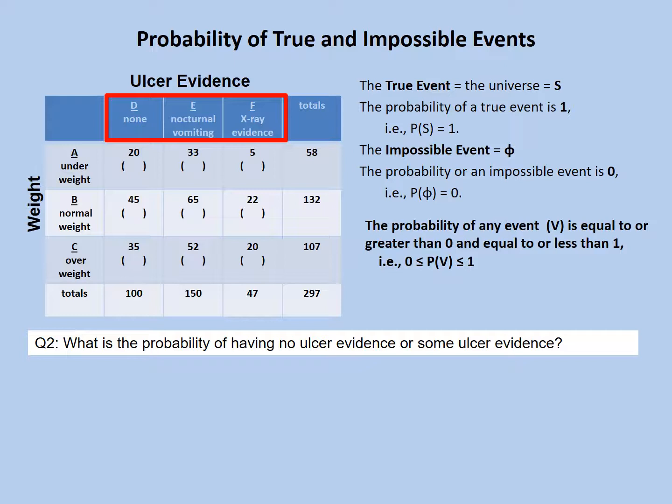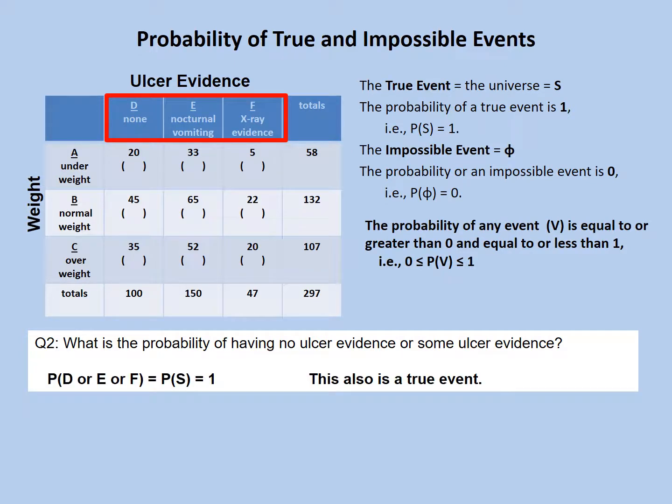What is the probability of having no ulcer evidence or some ulcer evidence? This is the probability of D or E or F, which again is equal to the probability of the universe S, or 1. This is also a true event.